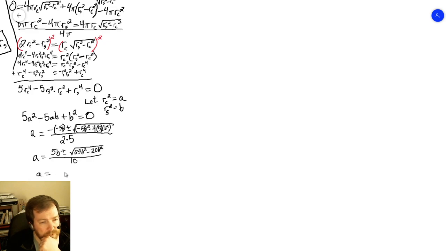So a is equal to 5b plus or minus square root of 5b squared over 10, which is 5b plus or minus root 5 times b over 10, which is equal to 5 plus or minus root 5 over 10 times b.